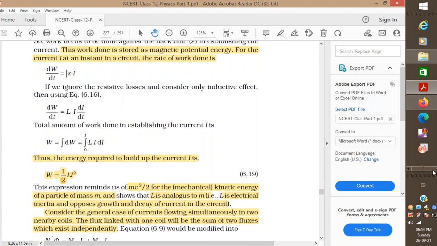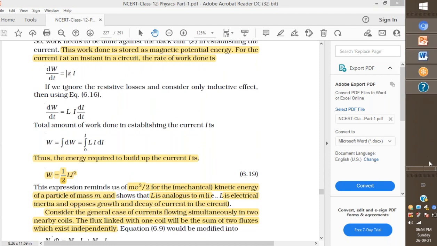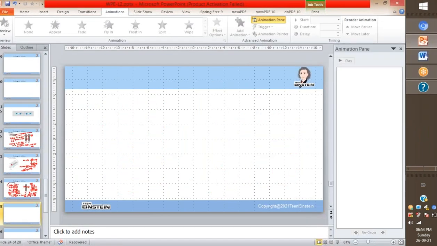So the rate of change of that work done, I'll just go to my presentation. We are learning magnetic energy, magnetic potential energy in this case.